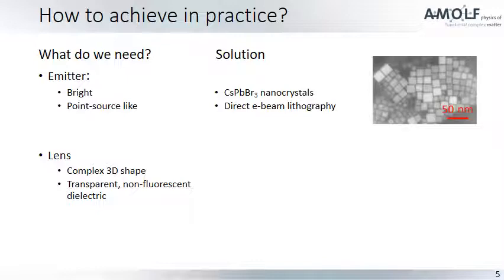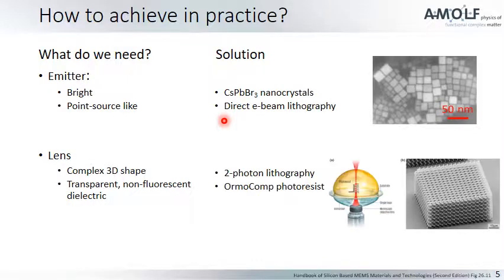As the emitter, we have chosen cesium lead bromide perovskite nanocrystals because they are very bright emitters with a very high photoluminescence quantum yield, and we can relatively easily synthesize them in our own lab. And to get the point source-like behavior, I use a technique developed by a colleague of mine of direct E-beam lithography of these nanocrystals, which I will discuss in more detail on the next slide. But first about the lens fabrication.